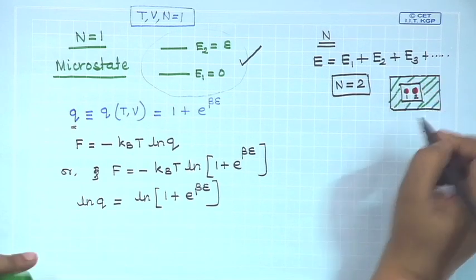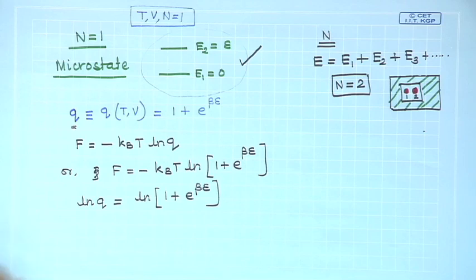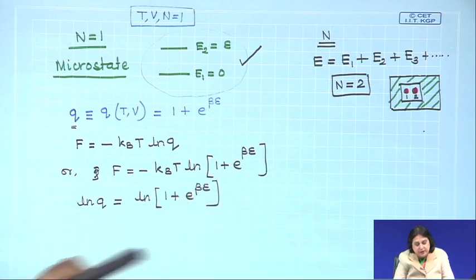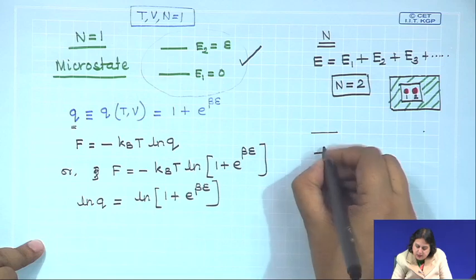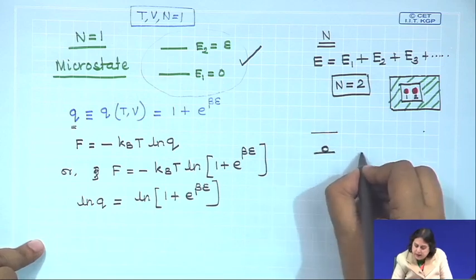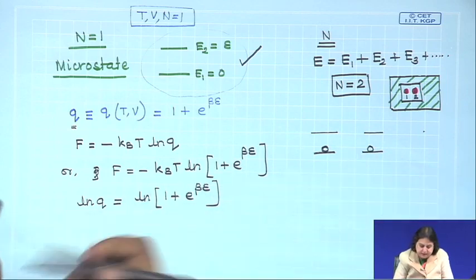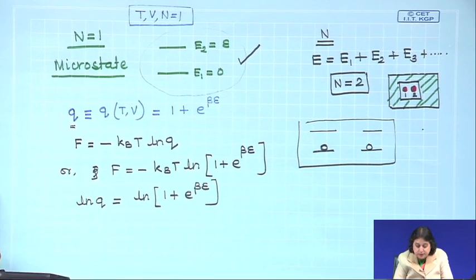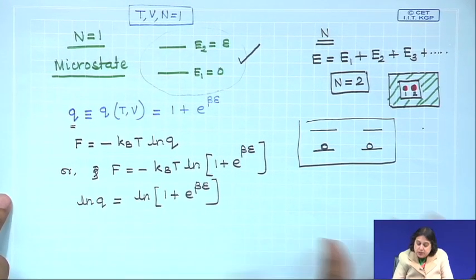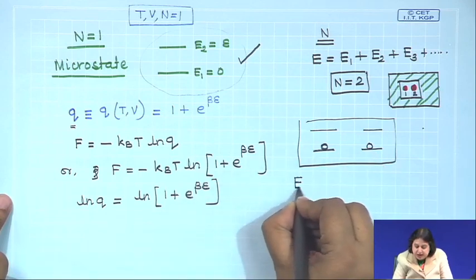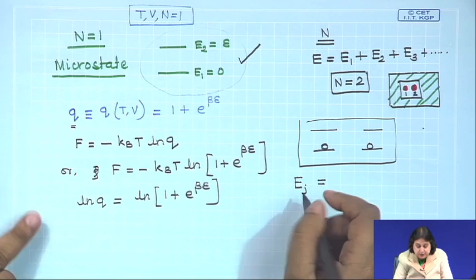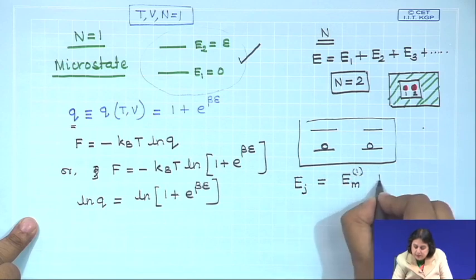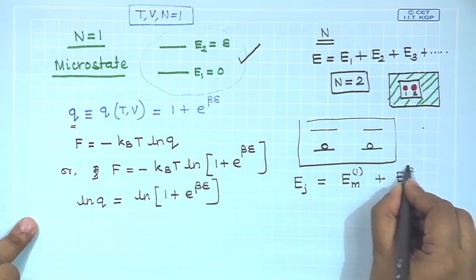Now, my question is, in this case, as you understand, there may be many different states in general. So, in this case, what are the different states? One of the typical states would be particle 1 in the lower energy state and particle 2 also in the lower energy state. So this is the lowest energy microstate for the system. This way I can say that the jth energy state will correspond to the mth energy state of particle 1 plus the nth energy state of particle 2.